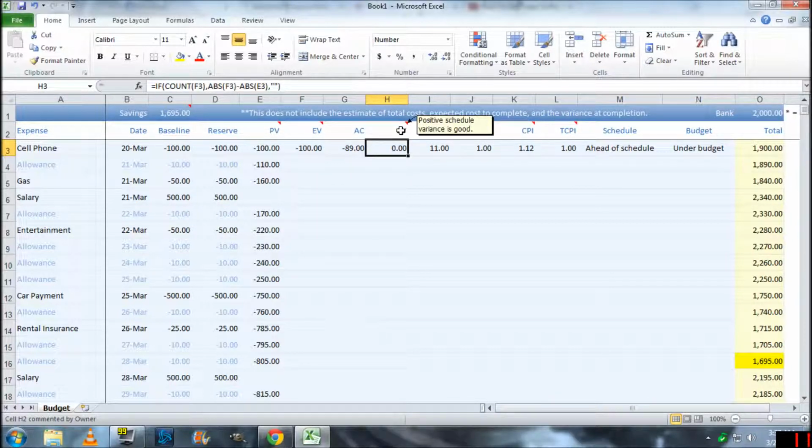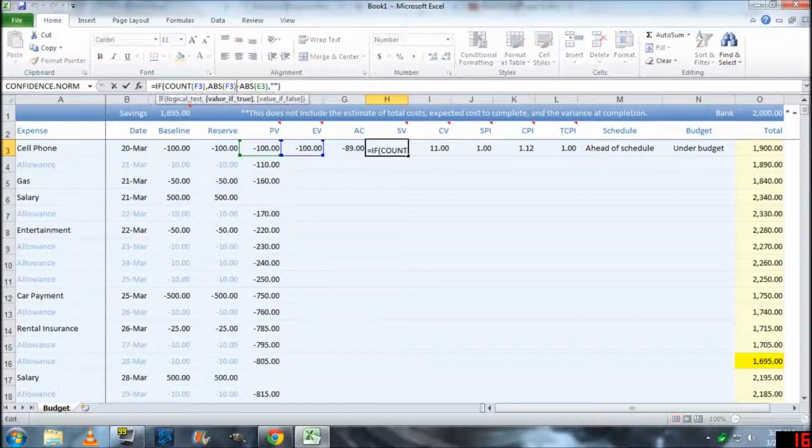Now the schedule variance basically tells you if you are on schedule. So what it does is it subtracts the earned value from the planned value.